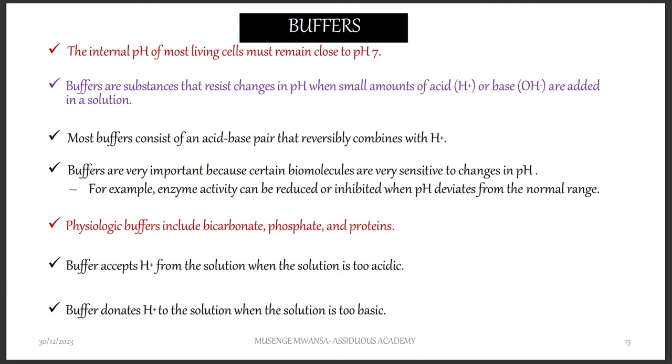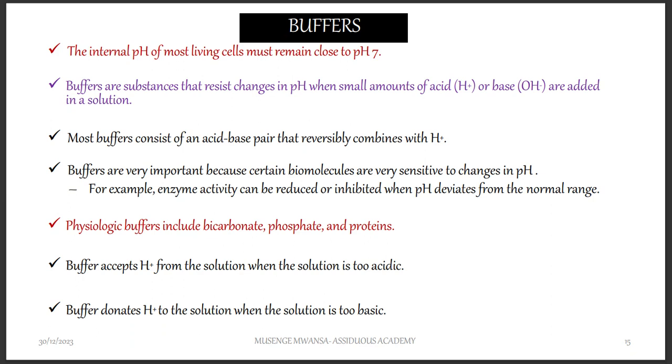Another important concept that you need to understand when you're talking about acids and bases is what we call a buffer. The reason why we have got buffers in our body is to help us maintain a constant internal environment. As we said earlier, in our bodies we have got enzymes, and these enzymes work in a specific range of pH. Let's say you have got enzyme A, its optimum pH is 7.05. Any slight change in pH will make this enzyme stop working.